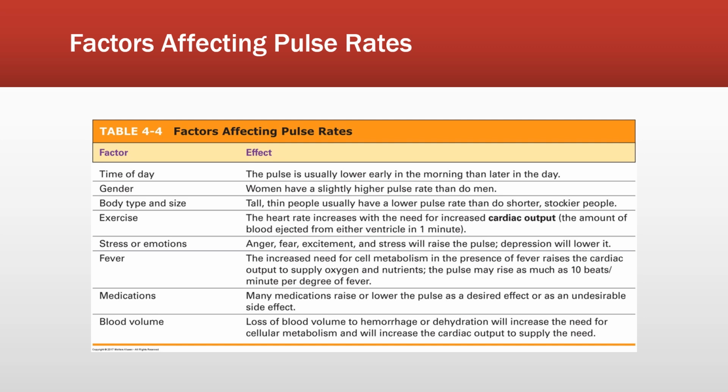Stress and emotions can affect your pulse. Fever, we're going to have an increase typically in our heart rate when we have a fever. Medications, they can either raise it or lower our heart rate. And blood volume. So if somebody's bleeding out or they're dehydrated, initially we're going to see an increase in somebody's heart rate because you have to pump around whatever oxygenated blood that you have.